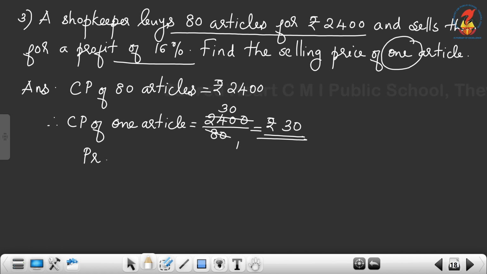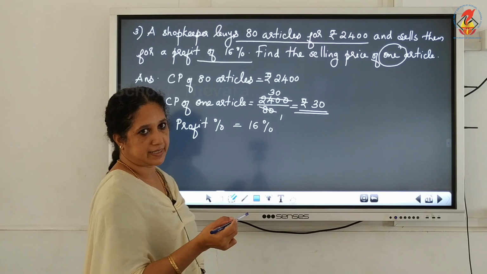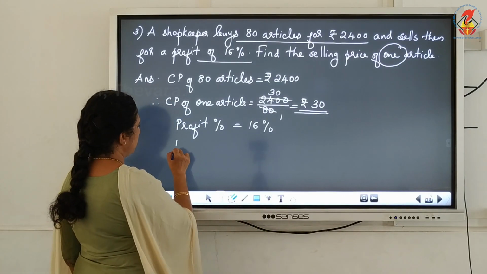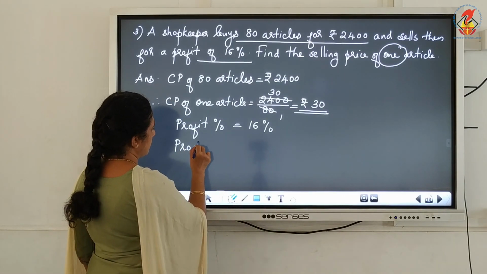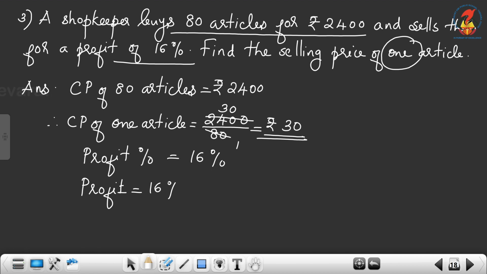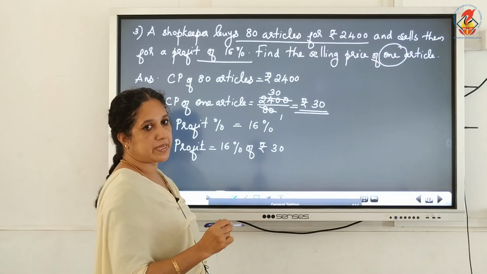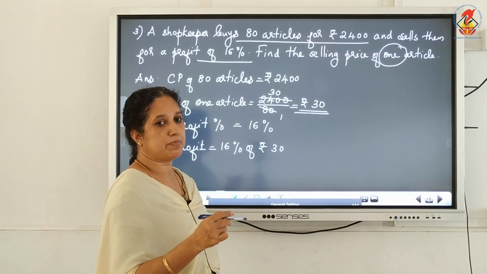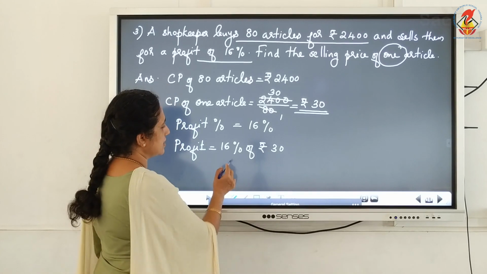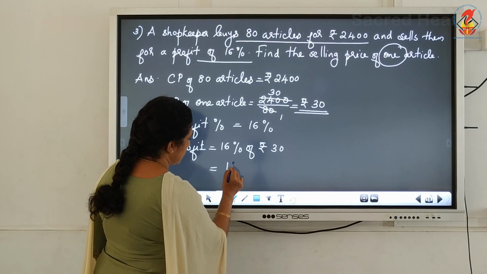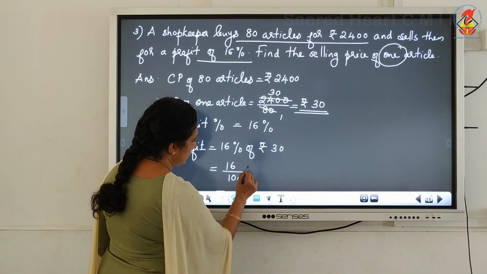Now the profit percentage is given. So profit percent is equal to 16% profit. So we can find out the profit on one article. Therefore, profit is equal to 16% of rupees 30. So 30 rupees is the cost price of one article. So we can find out the profit on one article, that is 16% of rupees 30. 16 by 100 into 30.